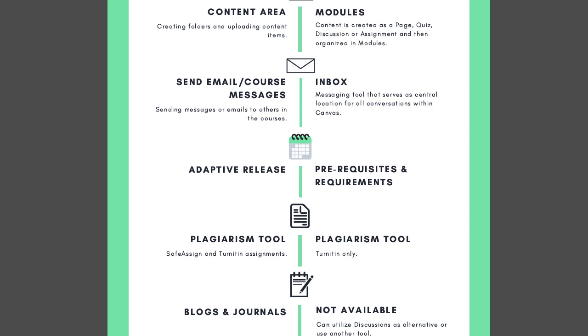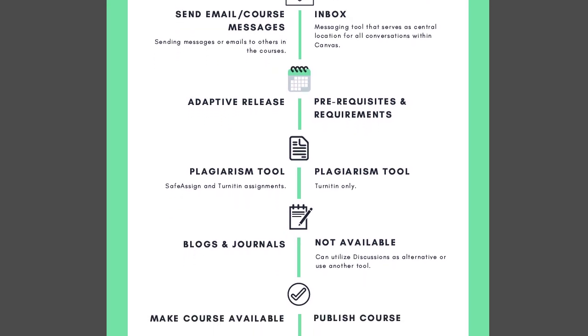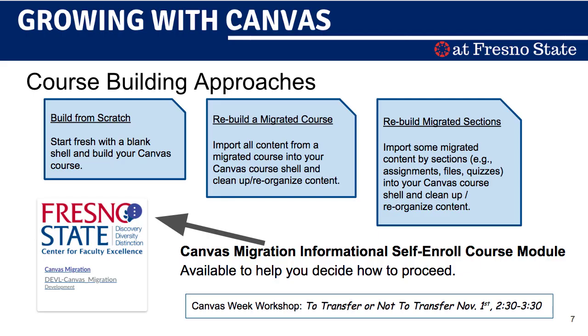Blackboard uses plagiarism tools of Safe Assign and Turnitin. Canvas only uses Turnitin. There are no blogs and journals in Canvas, but you can use discussions or an alternative third-party application. In Blackboard, you need to make your course available. In Canvas, you have to publish your course. You have to publish modules, and you can publish individual content.